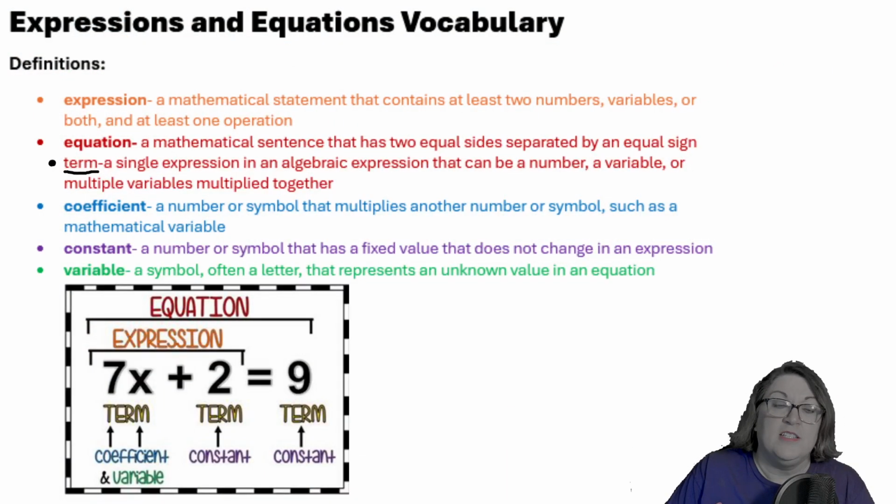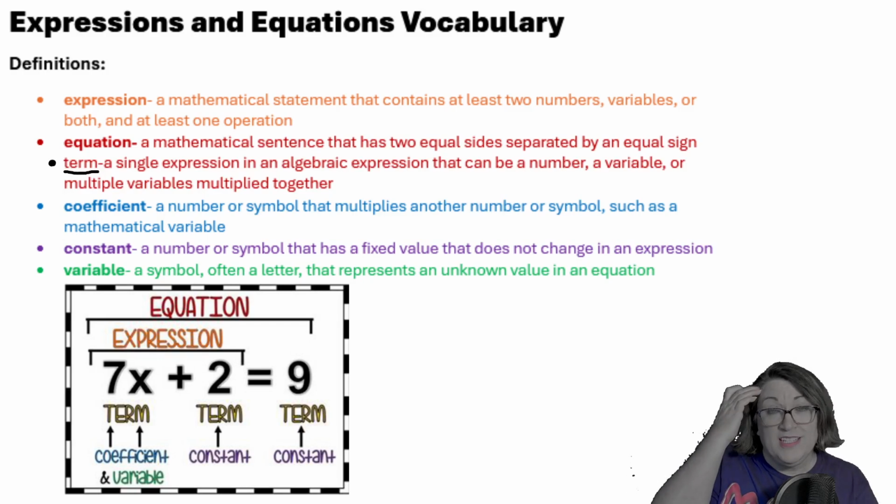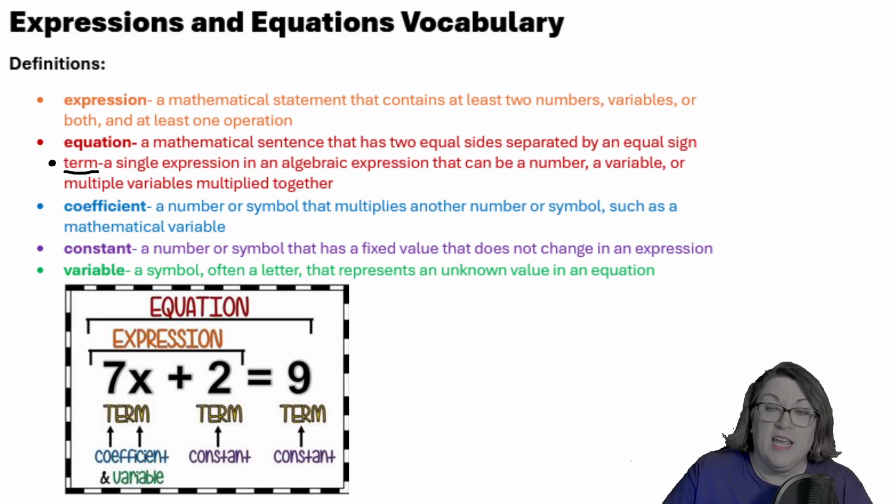Expressions, equations. The difference between an expression and an equation is the equal symbol. It does contain at least two numbers, variables, or both, and at least one operation. Terms in a single expression, an algebraic expression, or an equation can be a number, a variable, or multiple variables multiplied together. Remember that terms are separated by operators like plus, minus, divide, multiply, and also by symbols like equals, less than, or greater than.